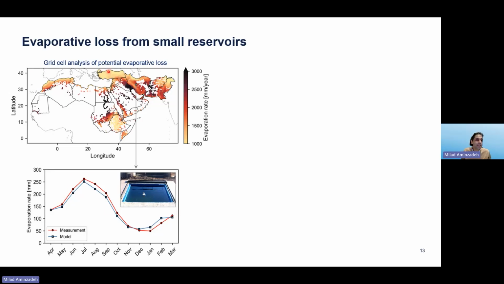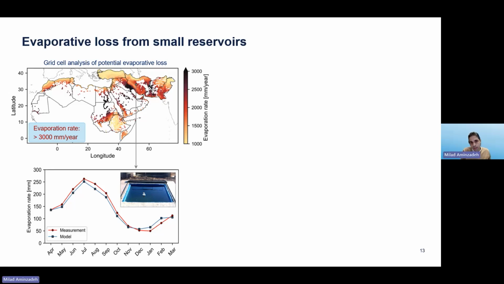On top now, you see the grid cell analysis of potential evaporative losses. How we calculated that? We assumed within each pixel, within each grid cell, we have a typical reservoir, and then considering the meteorological variables within that pixel, for example, air temperature, humidity, radiation, wind speed that we already extracted from the MERRA-2 datasets, we calculated potential evaporative losses from those agricultural reservoirs within that pixel. Our calculation shows some hotspots for evaporation in MENA, for example, in eastern parts of Iran, southeastern Iraq, and along the Nile River, we have quite high values of evaporation rate, even more than 3,000 millimeter per year.